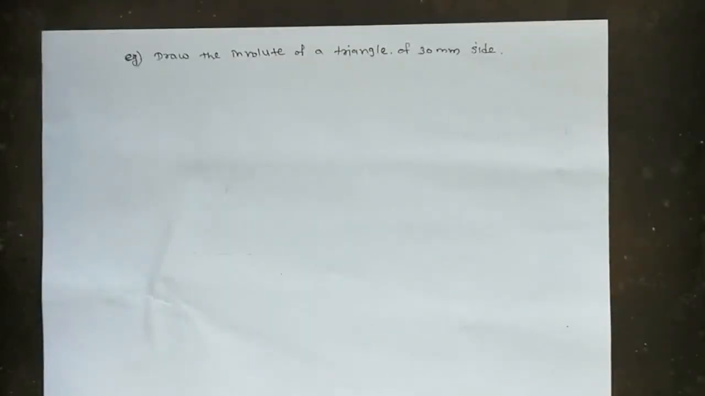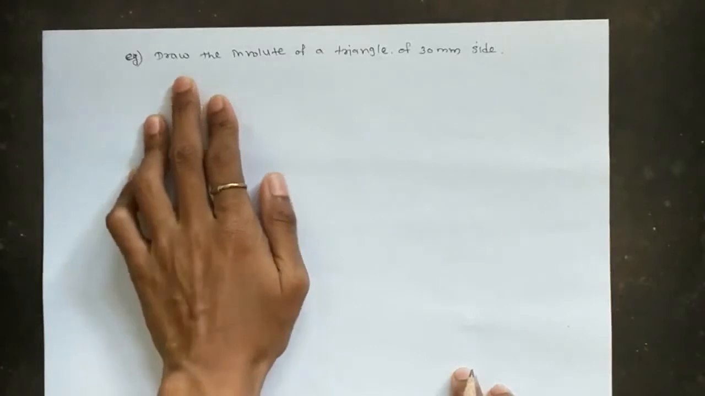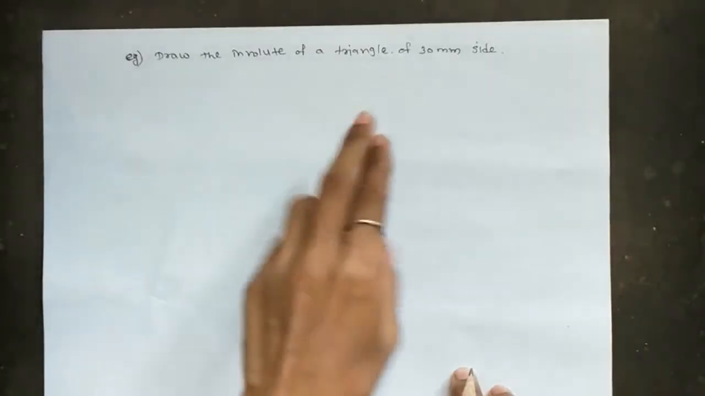Hello students, in today's video we will see how to draw involute of a triangle. Then I will tell you what is involute. So let us take one example. Draw the involute of a triangle of 30 mm side.